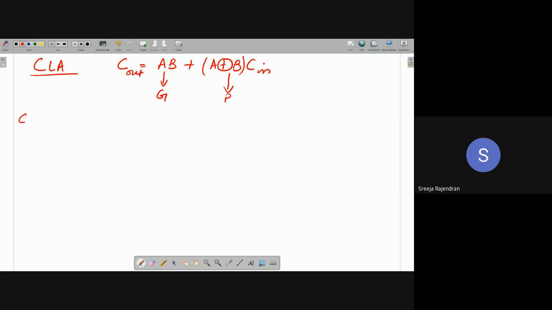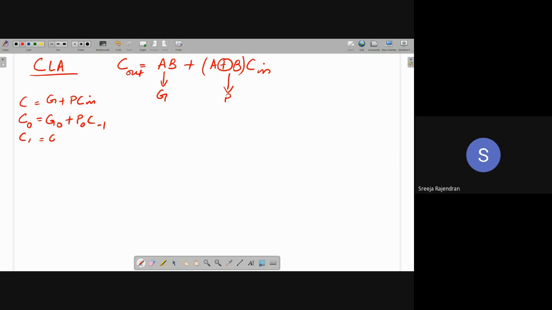So I rewrite it as C is equal to G plus P C in. Okay, this we have already written. I'm just writing a quick recap. Sorry, G plus P, generate plus propagate. So G plus P C in. I can write this as G0 plus P0 C minus 1, the one which comes in from the previous stage. That is the C in.